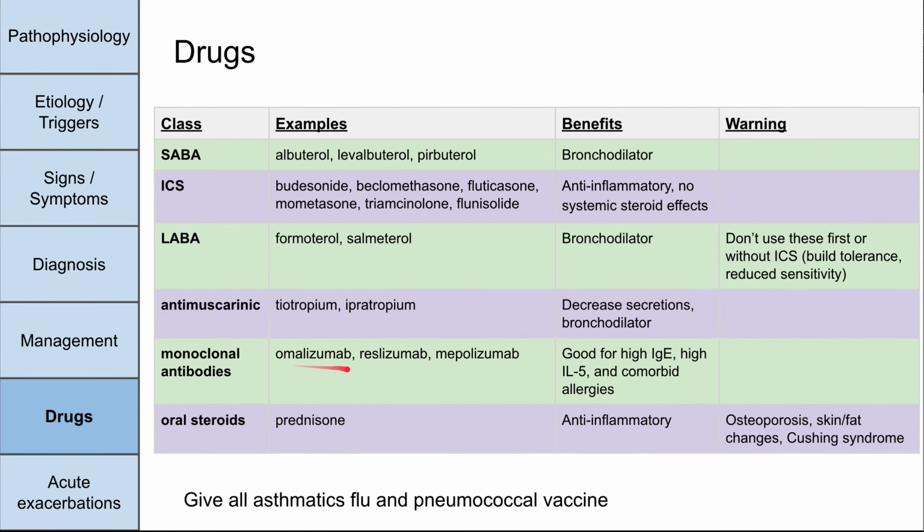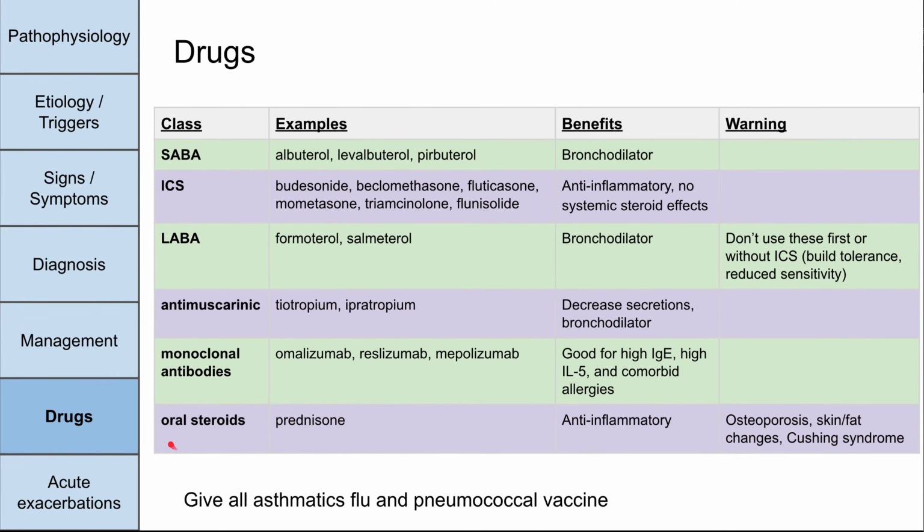This is like omalizumab. These are good for people that have high IgE or high IL-5. So I think this is an actual anti-IgE, and one of these is an anti-IL-5. So if you have comorbid allergies, if it's a kid that has pretty bad eczema, pretty bad asthma, they might benefit from the monoclonal antibodies.